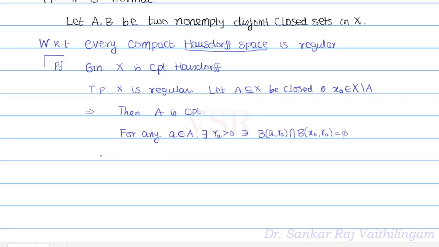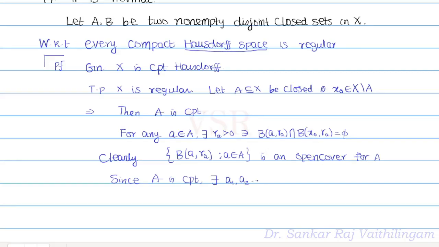Then clearly, what can we take? This collection of all balls with center a and radius R suffix a, where a belongs to capital A, is an open cover for A. Okay, an open cover of A. Since capital A is compact, there exist a1, a2, ..., an belonging to capital A such that capital A is a subset of the ball with center a1, radius R a1, union the ball with center a2, radius R a2, union ... union the ball with center an, radius R an.